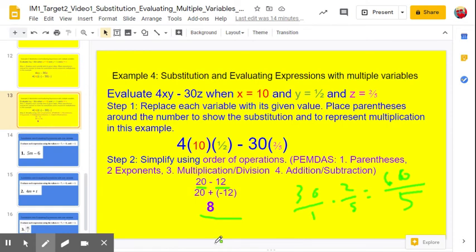So again, when you evaluate an expression when x is 10, y is 1/2, and z is 2/5, for this expression, the value of that expression is 8.